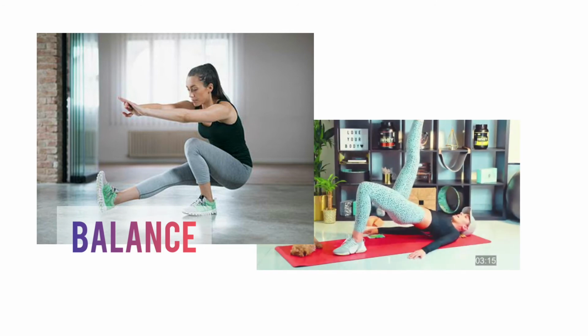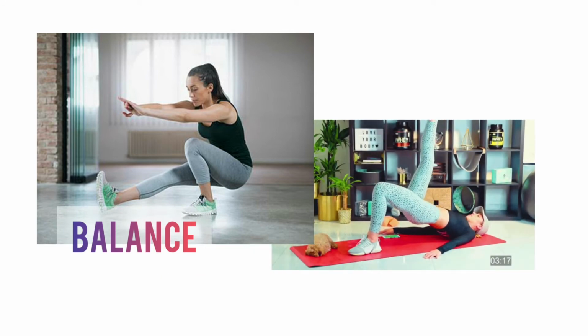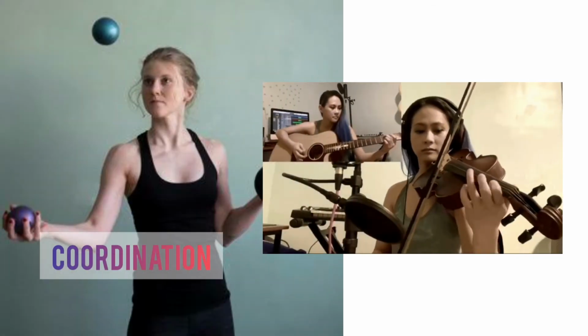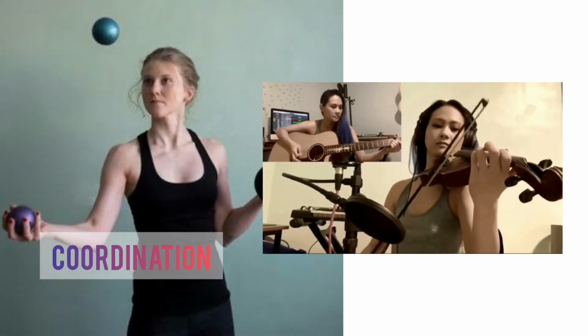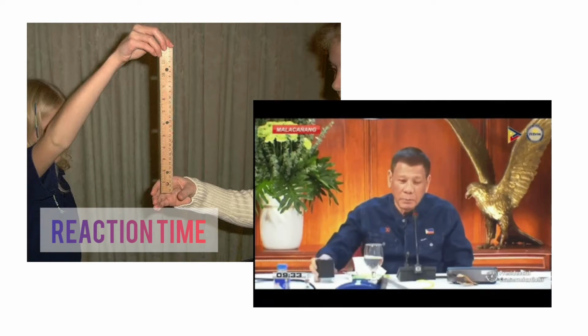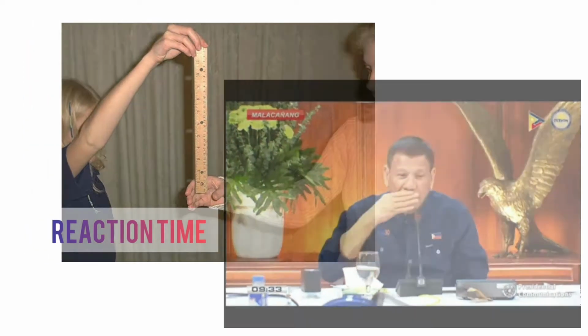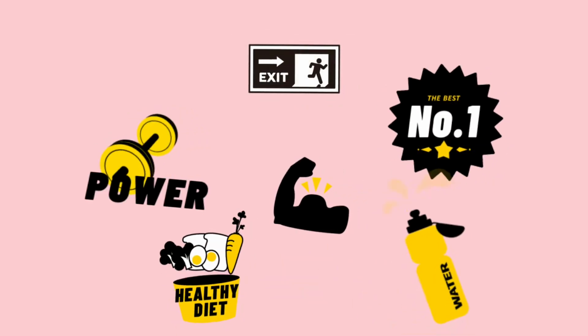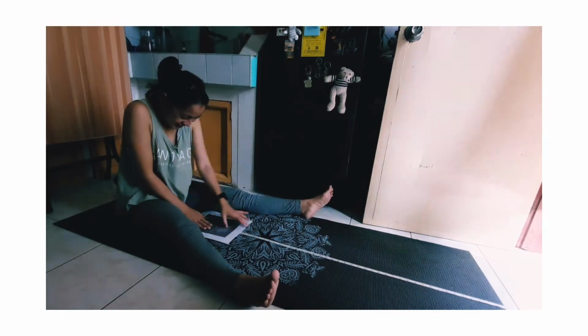Balance is the ability to maintain an upright position while standing and moving. Coordination involves the ability to link various movements together with the senses. And lastly, reaction time is the amount of time it takes to respond to a stimulus. Now, after we have shown the physical fitness components, we are ready to begin the execution.